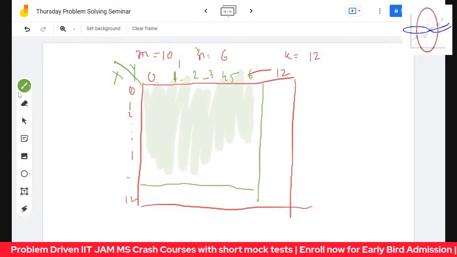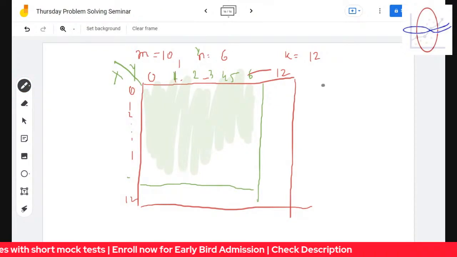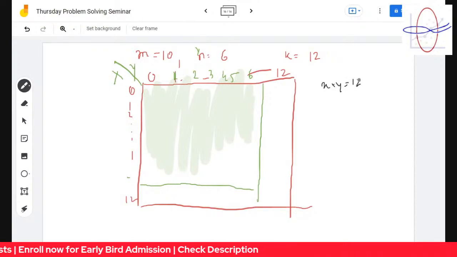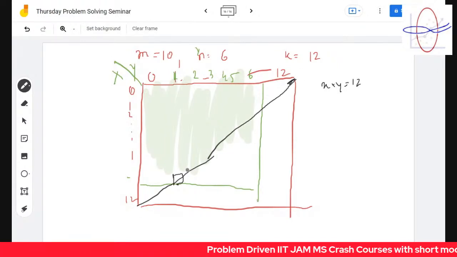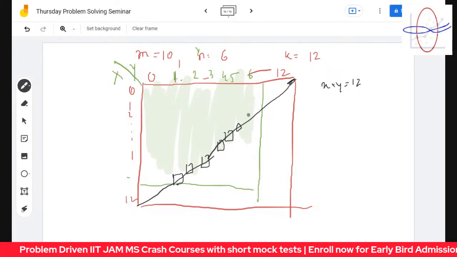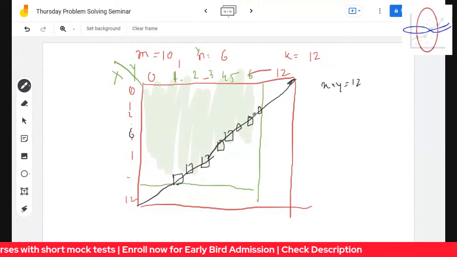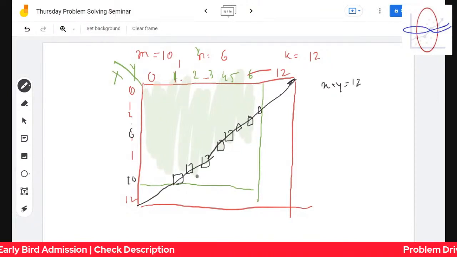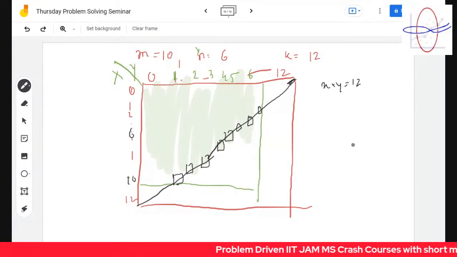But we know that our line will lie on the line x plus y is equal to 12 only. That is this line. So it will be in these boxes that you see over here. You just count how many such boxes there are. For 6, there is one. For 10, there are two. Can you count how many such cases there will be?